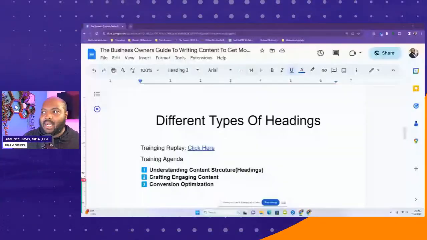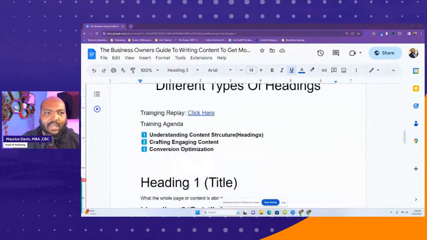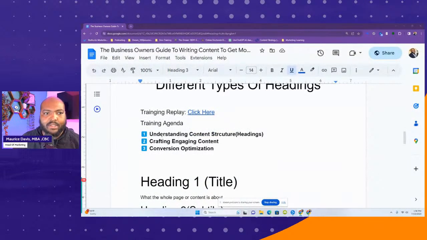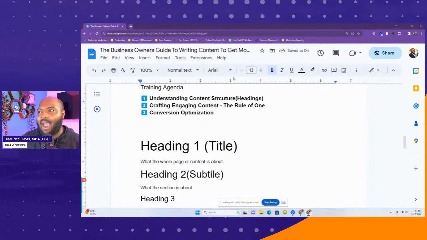That's enough of the pre-training stuff. We'll go through this together, and then we'll actually build some written content together. So, different types of headlines. Again, the training agenda. We're going to understand content structure or headings. We're going to craft engaging content, and I'm going to show you an approach that I've been really focused on, called the Rule of One. And I'm going to walk you through what that means and how you apply that to your content. And then we're going to look at how the structure of your written content can increase the likelihood of you getting conversions and traffic.